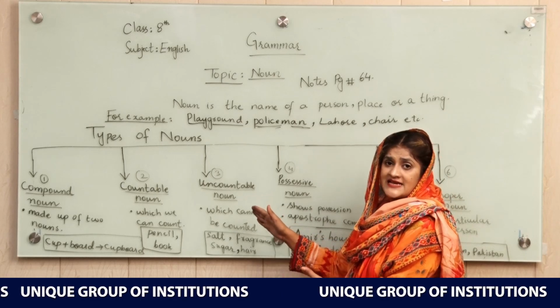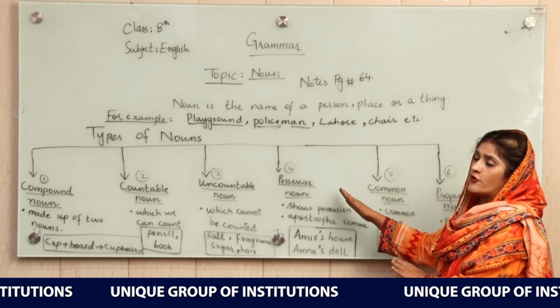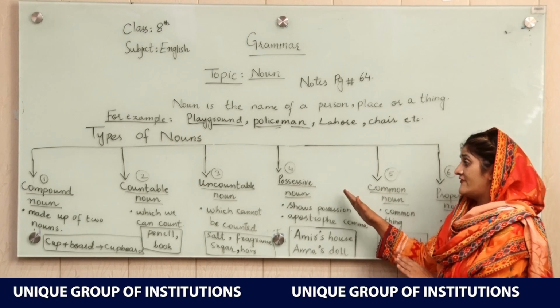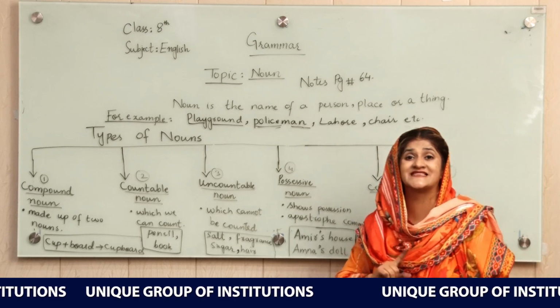So three things I have discussed with you. Let's move towards the fourth one, which is possessive noun. Possessive came from the word possession.